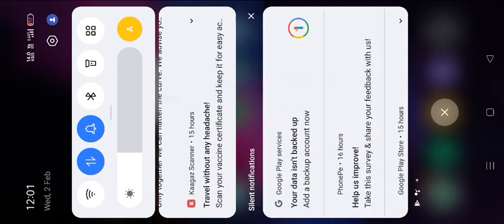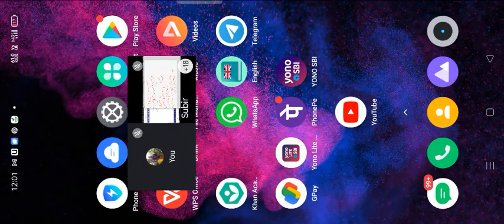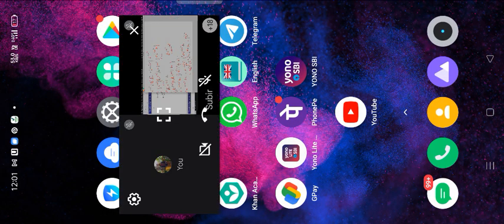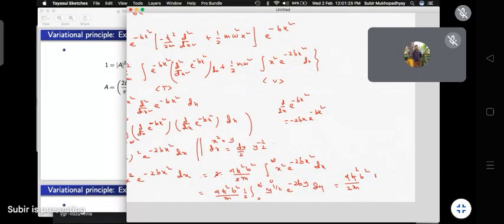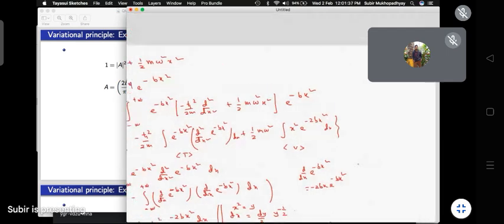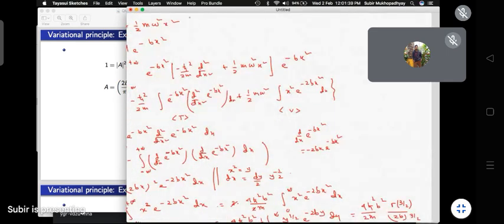Now we remember the formula that tells us 4h bar square b square by 2m. This time n should be 3 by 2, gamma 3 by 2 by 2b to the power 3 by 2. So then finally we obtain the expectation value of quadratic energy, 4h bar square b square by 2m.